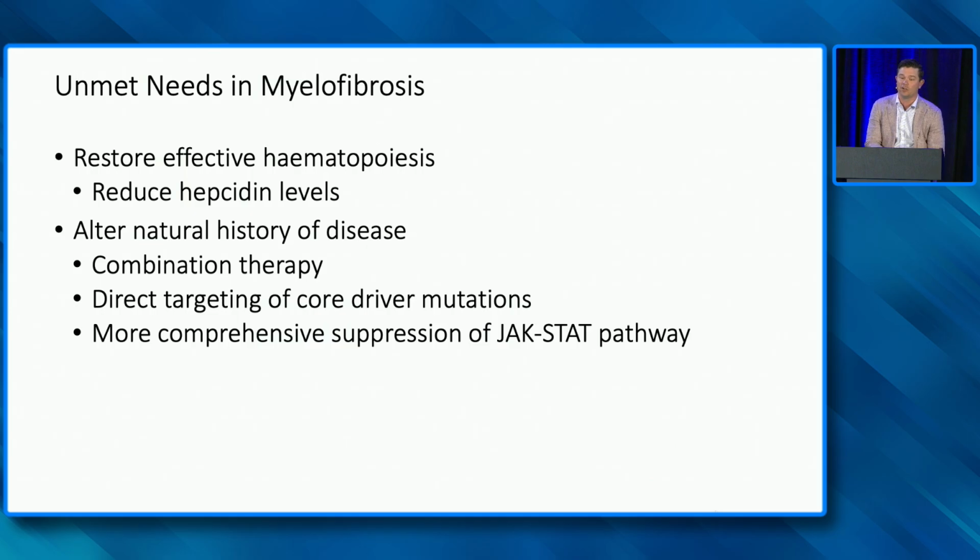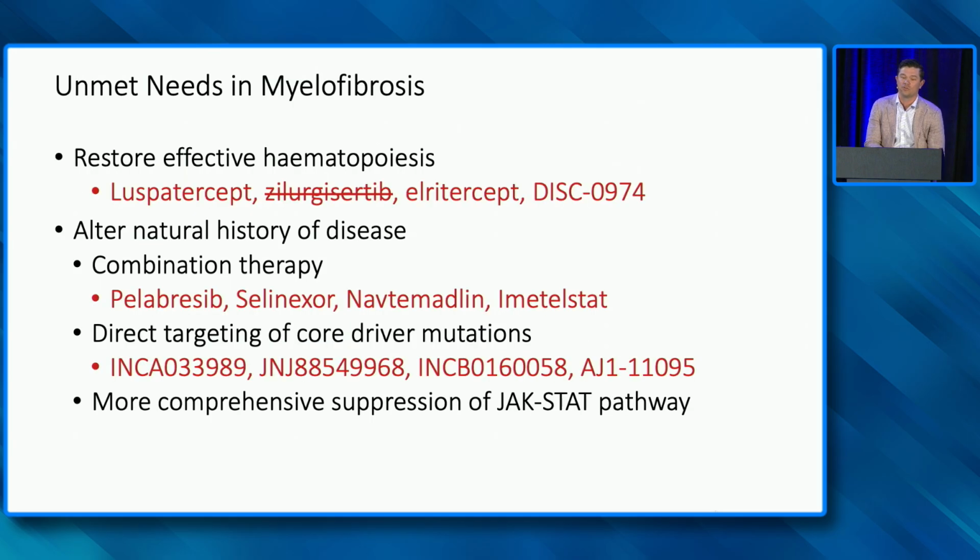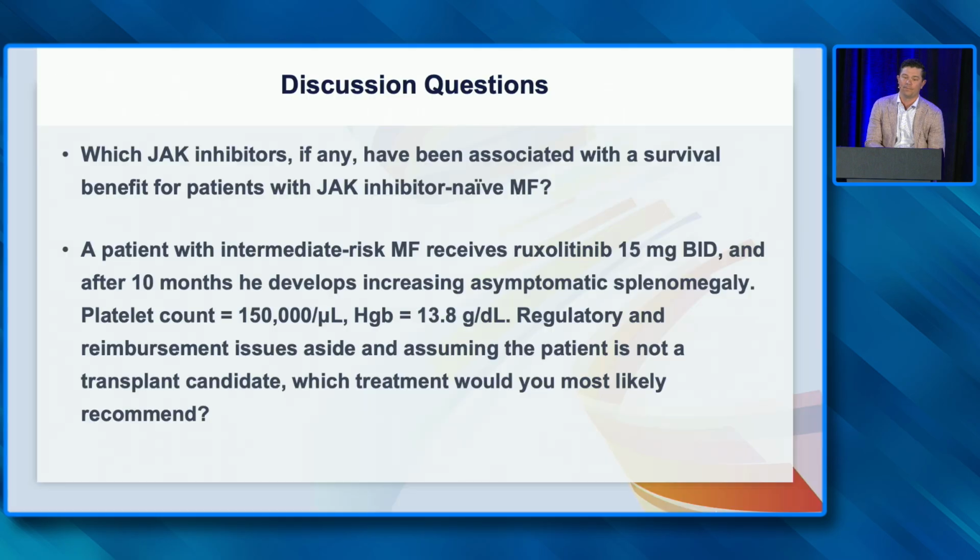I think that's to be determined. We certainly have ongoing trials that are looking at this. We're certainly excited about the readout from luspatercept studies. Elritercept and DISC-0974 are trying to leverage our understanding of anemia pathways. And then we have combination therapies that have completed trials and some that are actively in phase 3 trials. And I think the very exciting thing is directly targeting these core driver mutations, whether it's CALR or more specific JAK inhibitors that are actively in early phase trials right now.